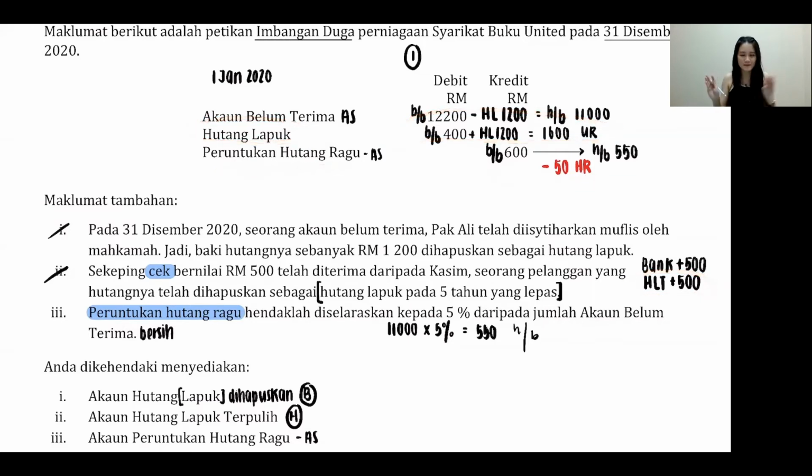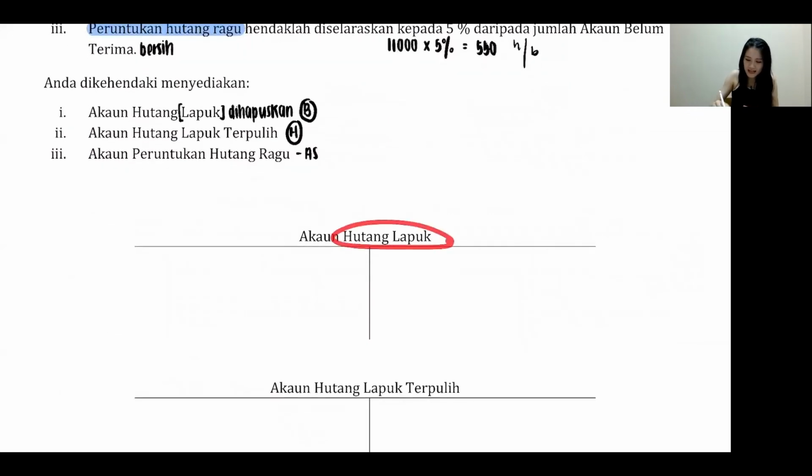Okay, so let's try to fill it out. For the first account, hutang lapuk starts from baki BB. Remember, baki BB is always on the positive side, yeah? So I'm going to put it on the positive side of hutang lapuk. If you're not sure, make sure to label first.